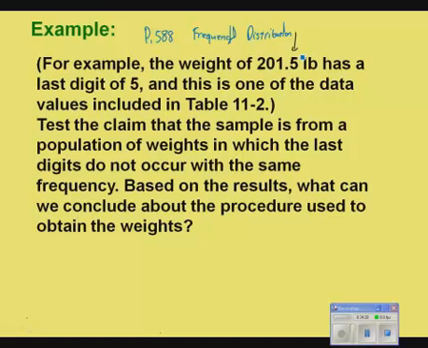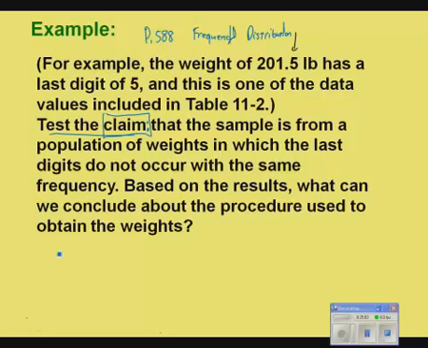So now we're looking at all this here, and the instructions for this example say, test the claim, and that's always when I have these real long problems, that's the first thing I ask. What is the claim? Test the claim that the sample is from a population of weights in which the last digits do not occur with the same frequency. Okay, claim. Wow, how am I going to do that?